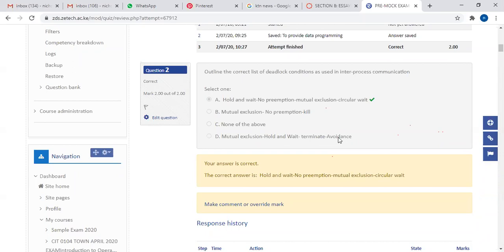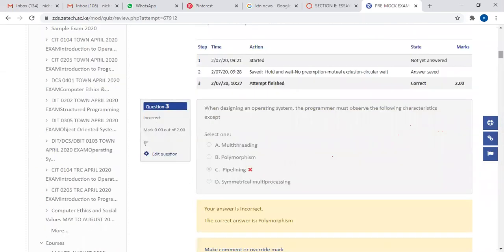So if you look at these, terminate is used mostly in process state. Avoidance is used as a strategy. So that was the answer that was supposed to be used on that case.